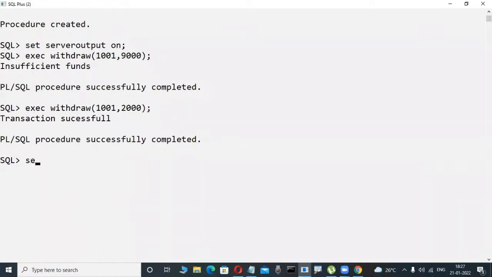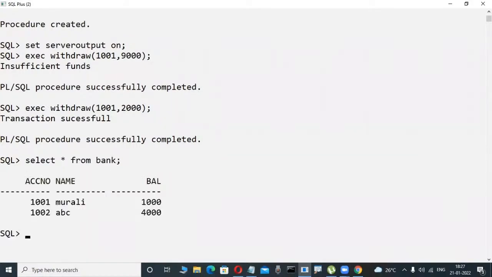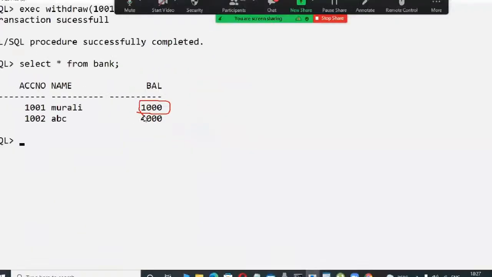Now check it out. Let me observe whether that is correct in my bank table. Here, bank is the table. In the previous case, 3,000 is there. If I withdraw 2,000 rupees, then automatically the remaining balance is how much? 1,000 rupees, yes. How is it possible?